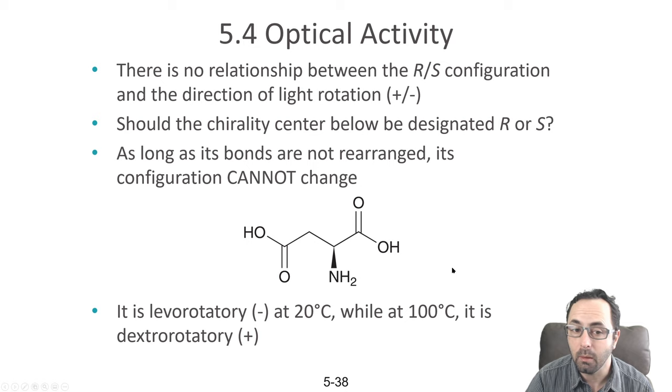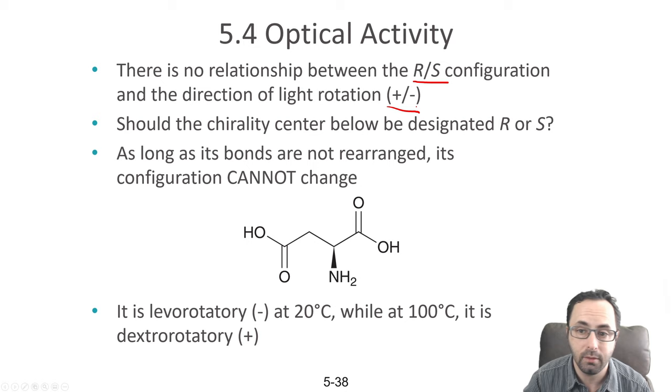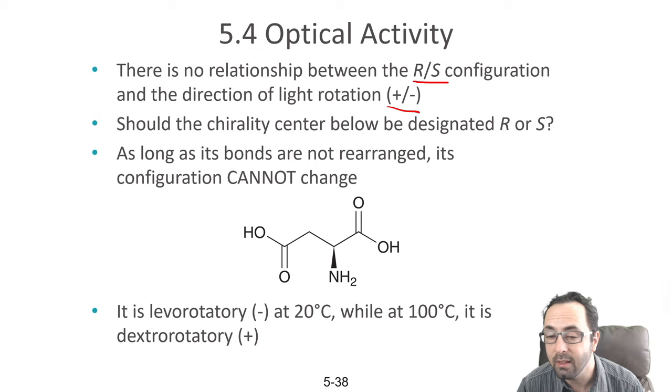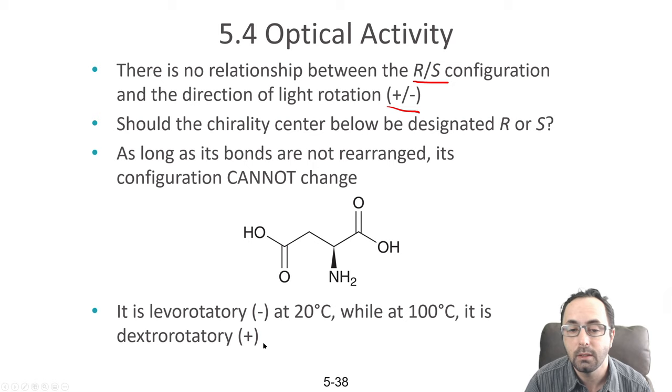It's important to note, this is really important, there's no relationship between the R/S designation and the direction of the light, negative or positive, negative counterclockwise, positive clockwise. And so it's important to note that this must be observed experimentally, empirically, from data. The negative is called levorotatory, meaning left rotation, counterclockwise. Dextrorotatory is right, clockwise rotation of the light.